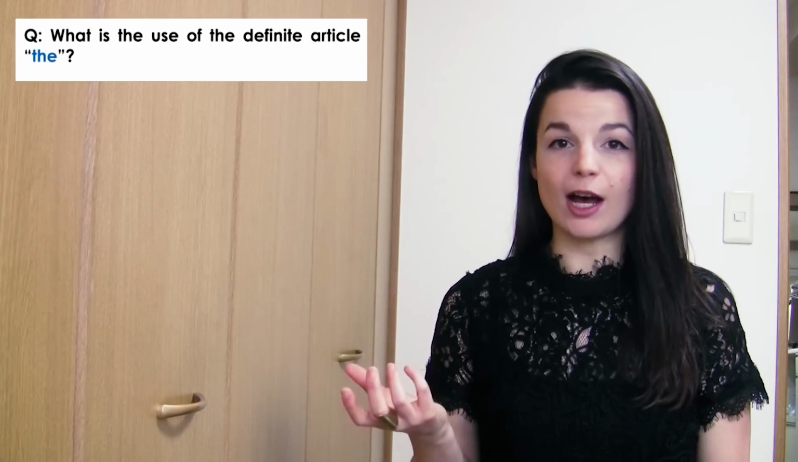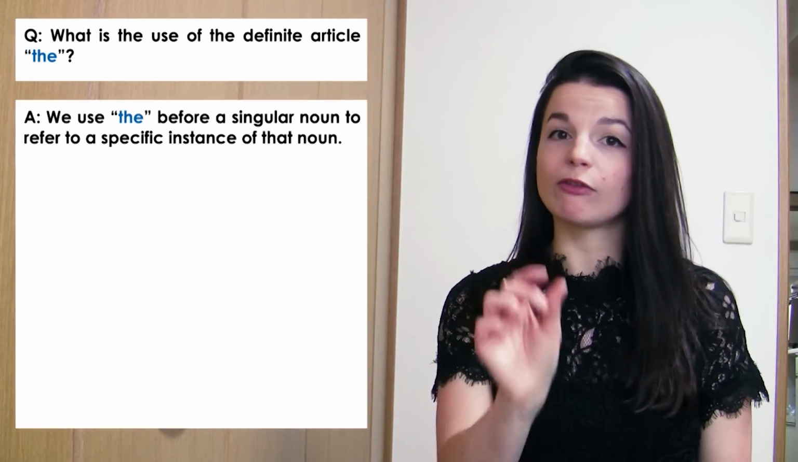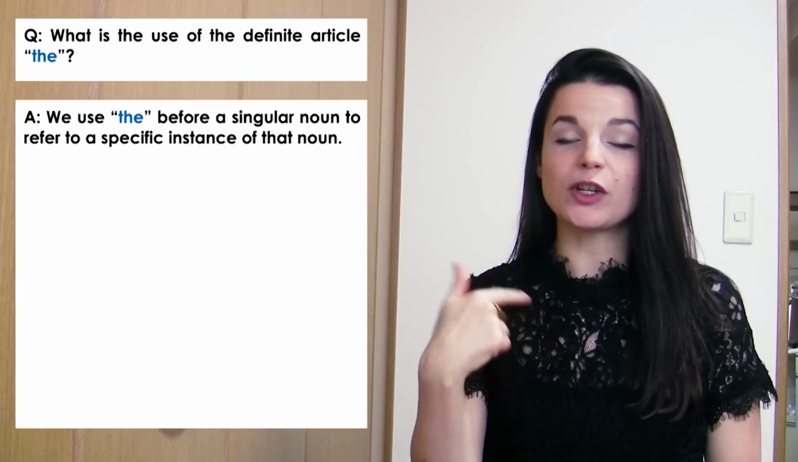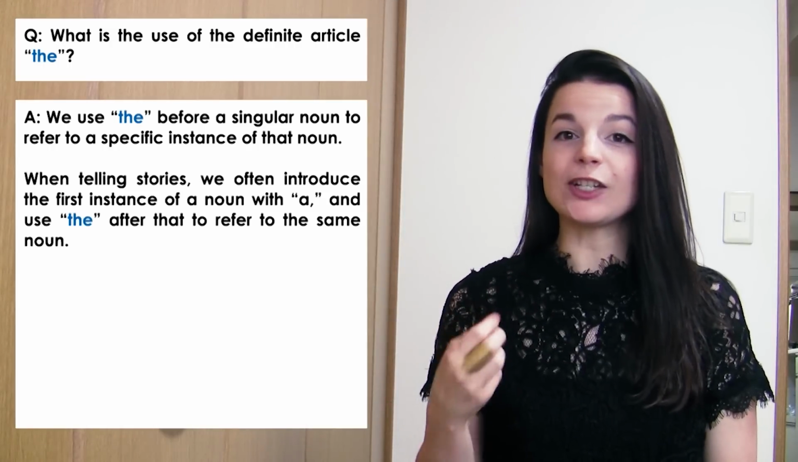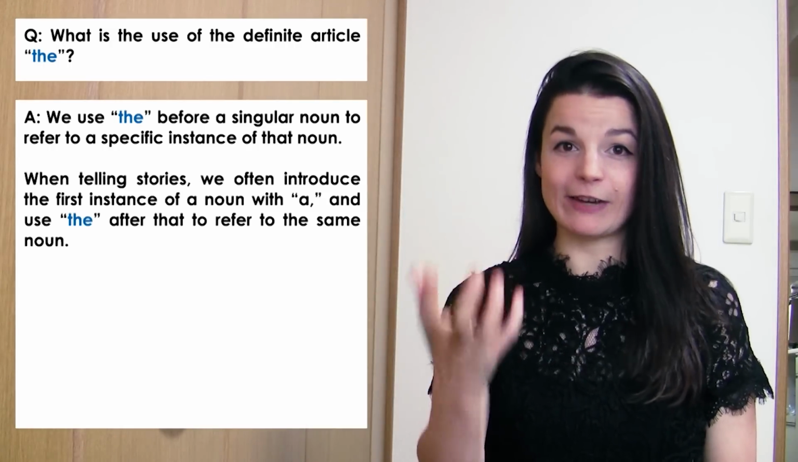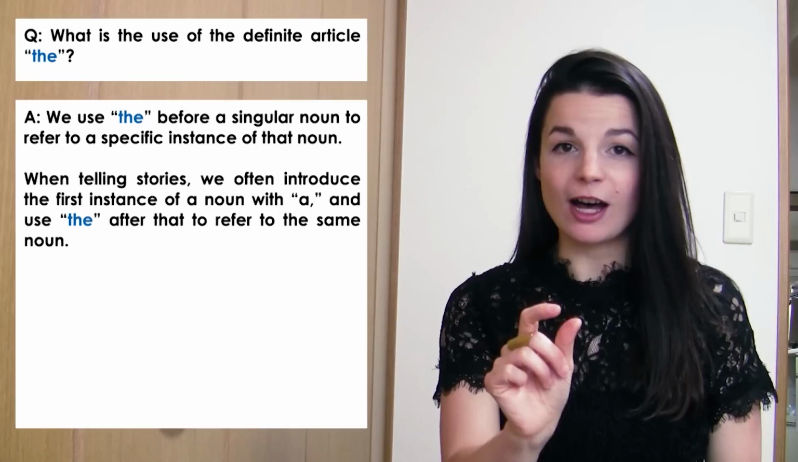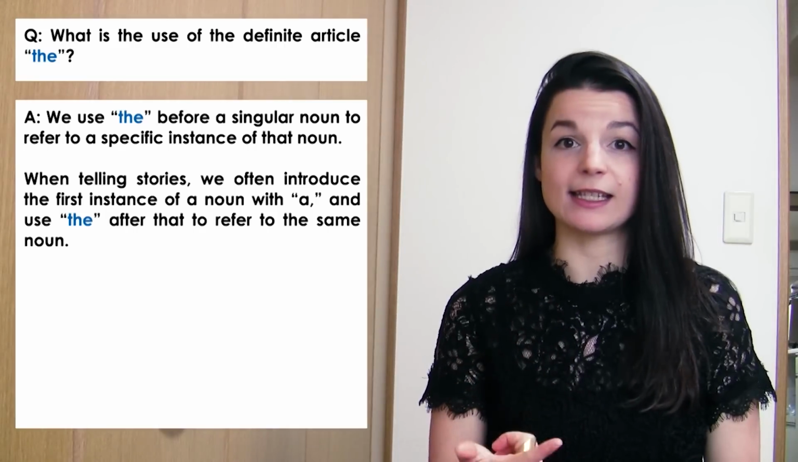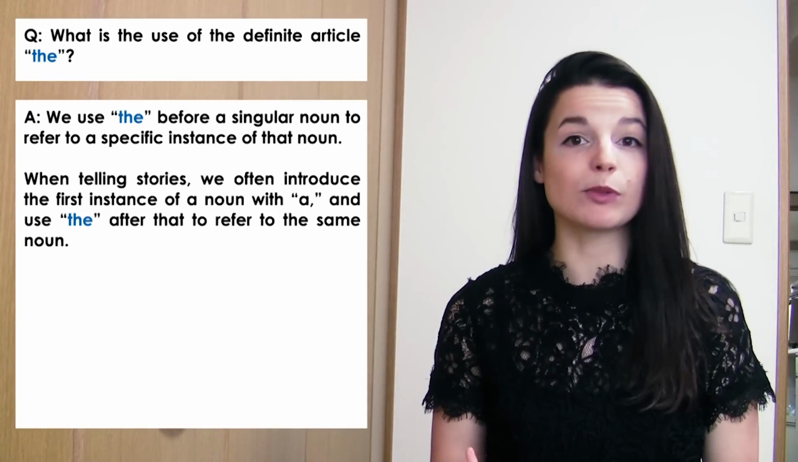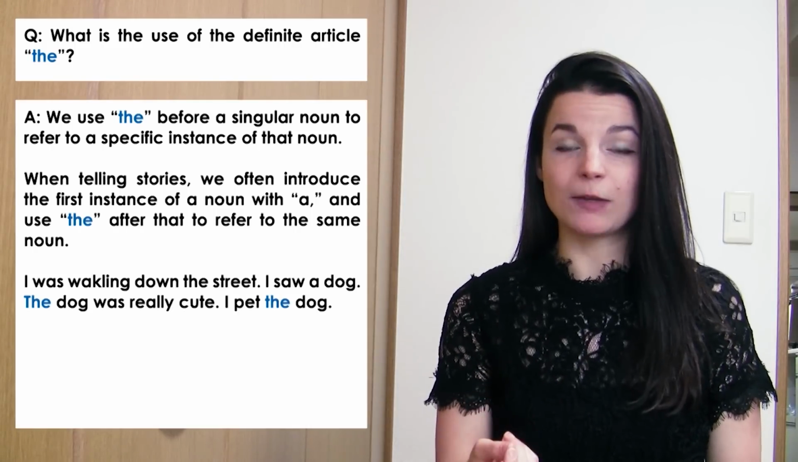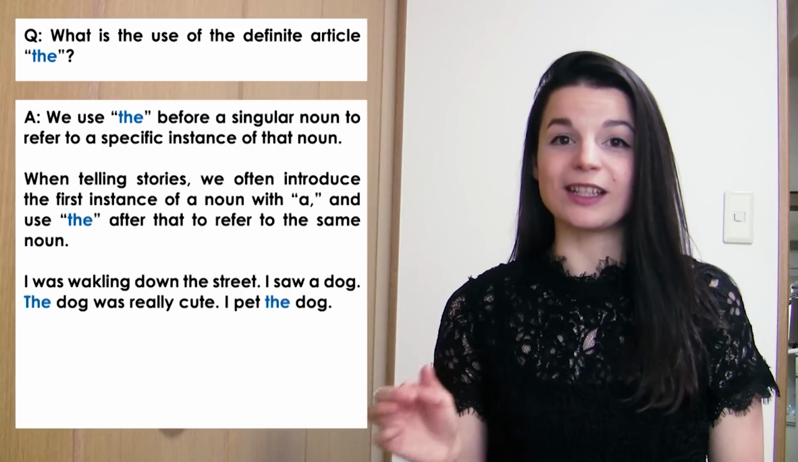We use the with a singular noun to refer to a specific instance of that noun. So when you're telling a story, we'll often introduce the first instance of a noun with a, and then after that we'll use the to refer to the specific instance of that thing. So for example, a simple story. I was walking down the street and I saw a dog. The dog was really cute.